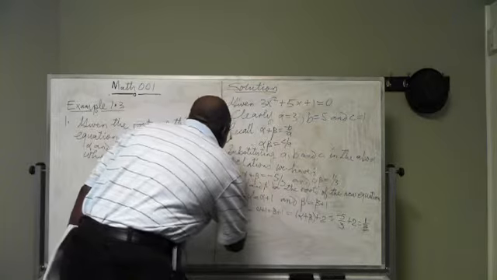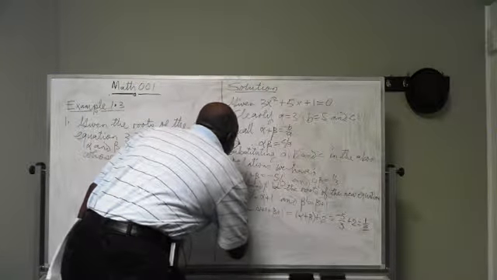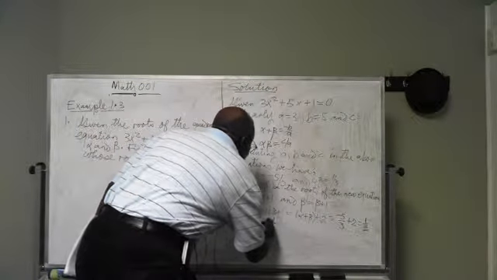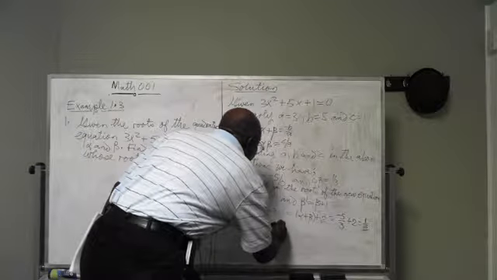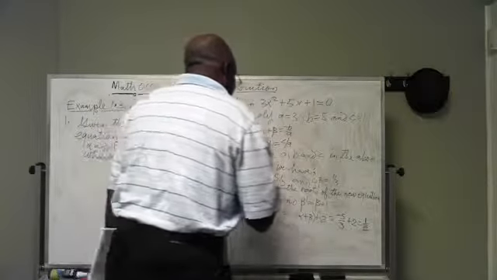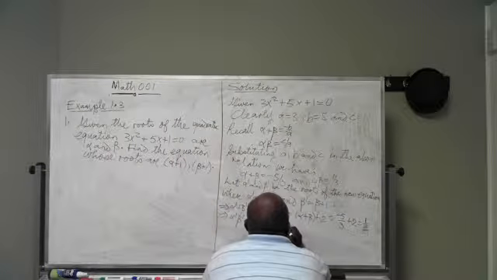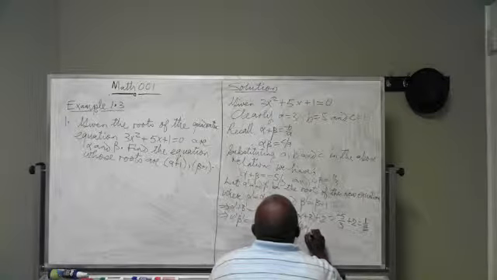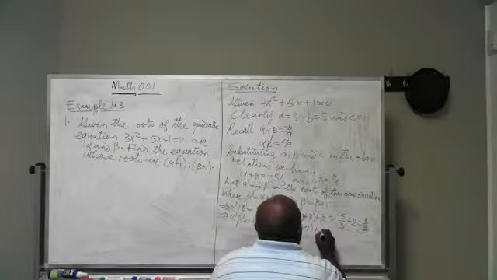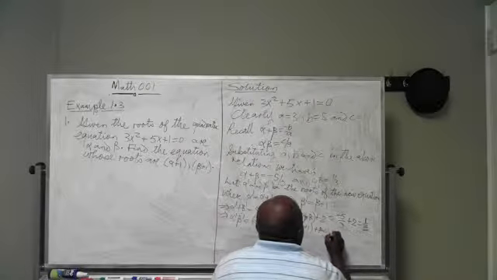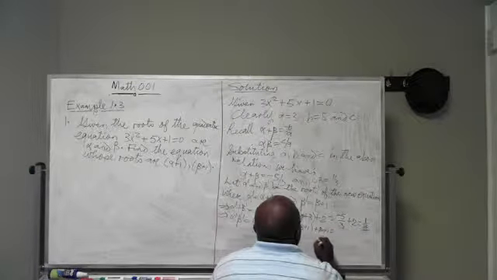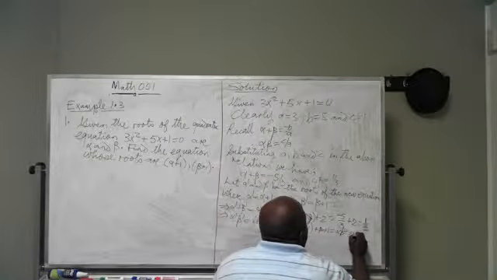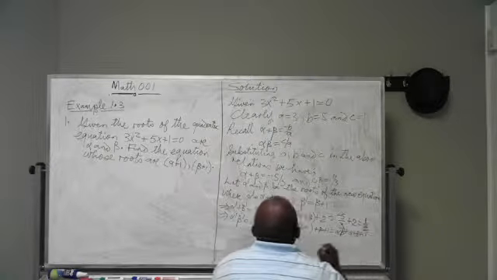Now, alpha prime beta prime equals alpha plus 1 into beta plus 1, which is equal to alpha into beta plus 1 plus beta plus 1, which is equal to alpha beta plus alpha plus beta plus 1.